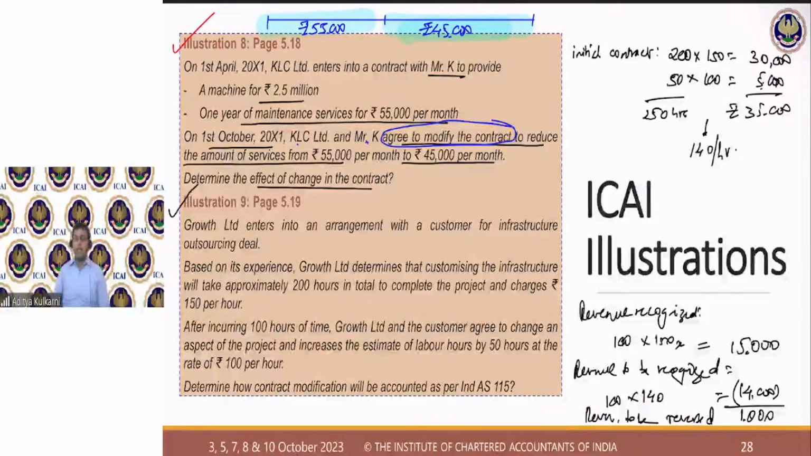It does not have any relationship with what has already been provided. The services provided in the last 6 months are quite different from what is provided in the first 6 months. Is it okay? Yes, it's quite different, and therefore we account for it prospectively.